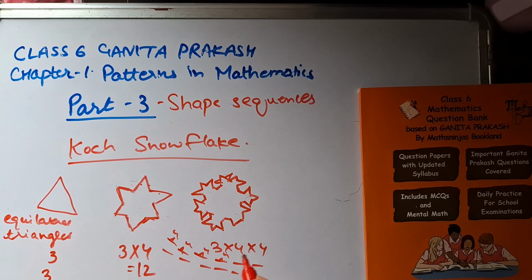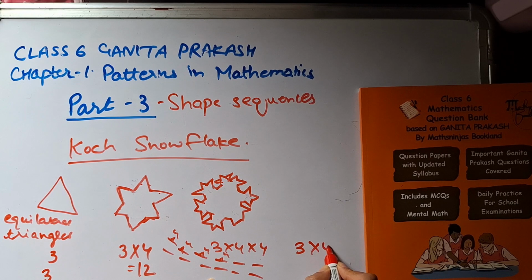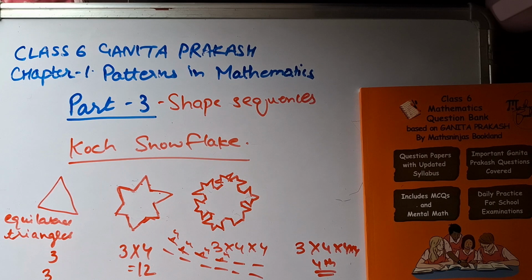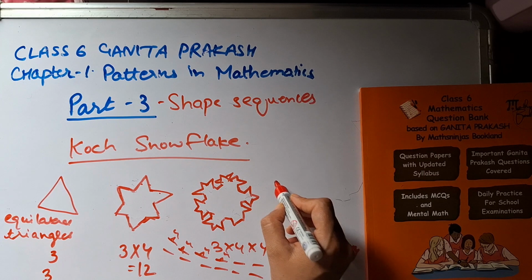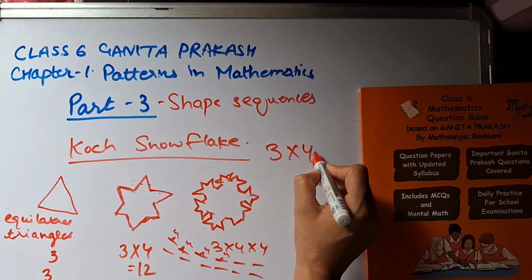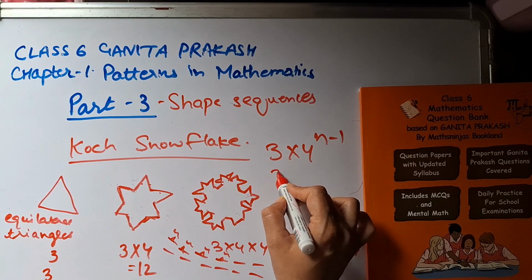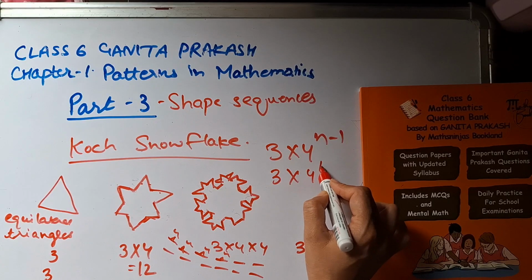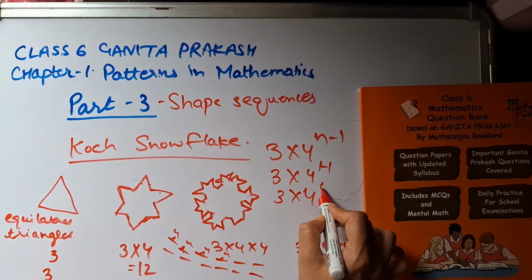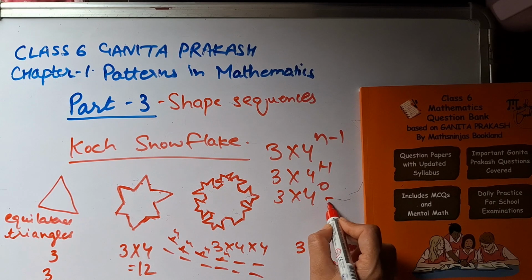So this would be like this: 3, 3 into 4, 3 into 4 into 4, then 3 into 4 into 4 into 4. This is your fourth step, right? In fourth step you multiply by 3 4s. So how do you write it? 3 into 4 raised to power n minus 1. When you replace n by 1, you get 4 raised to power 0. 4 raised to power 0 is 1, you get 3.